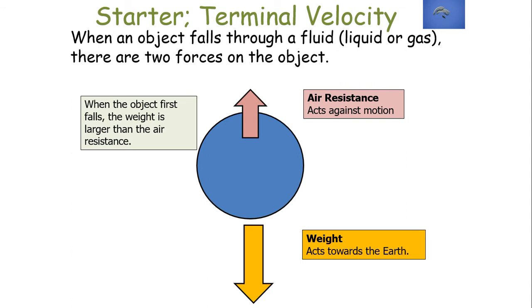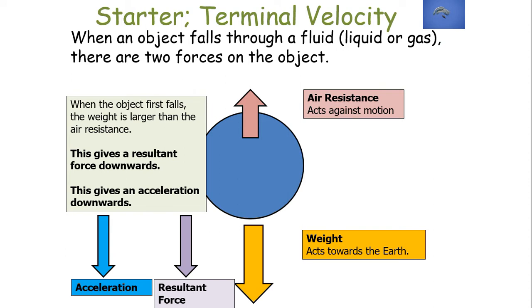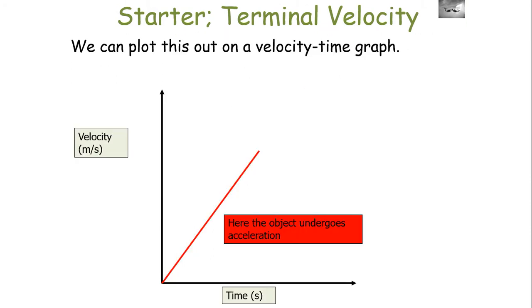When the object first falls, the weight is larger than the air resistance, which gives us a resultant force downwards because there's a larger downward force compared to the upwards force. This will give an acceleration downwards, because Newton's second law of motion states that there will always be an acceleration in the direction of the resultant force. So if we've got a resultant force acting downwards, we have an acceleration acting downwards. We can plot this on a velocity time graph, because the gradient of a velocity time graph is the acceleration. So if we've got constant acceleration downwards, we're going to get a nice constant straight line going upwards.